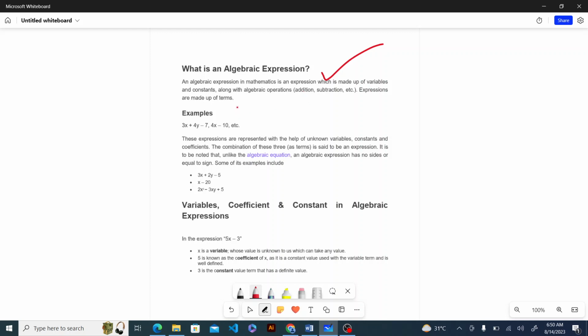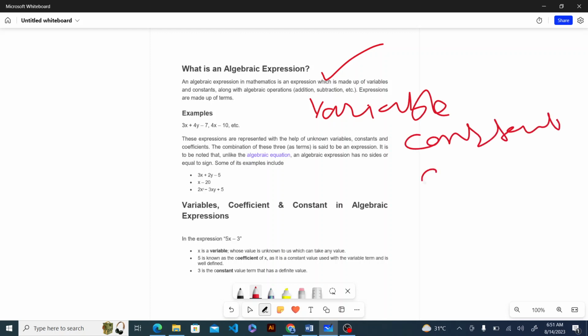Expressions are made up of terms. See, algebraic expressions are really simple expressions which are made up of basically three things. The first one is variable, then constants, then coefficients. Coefficients generally come with variables. See, these are the two examples of algebraic expressions.